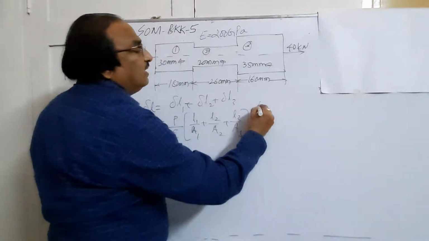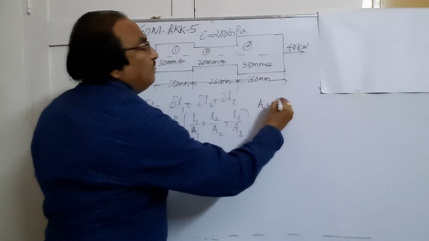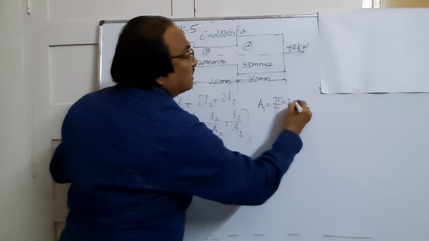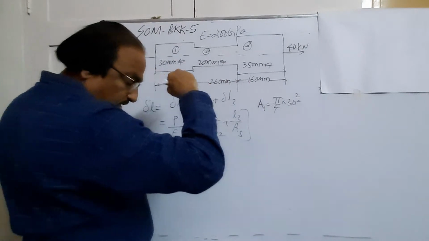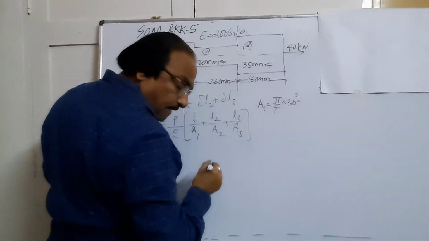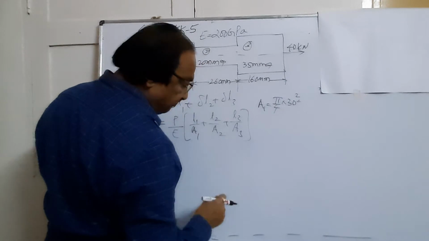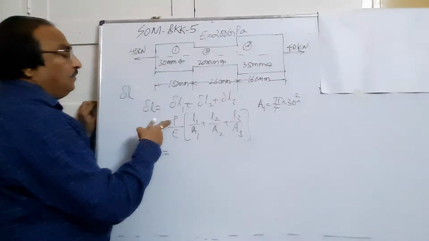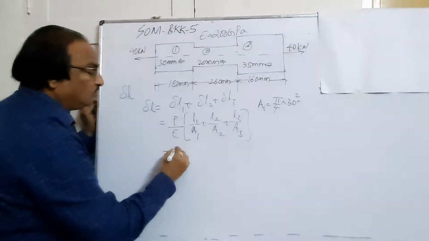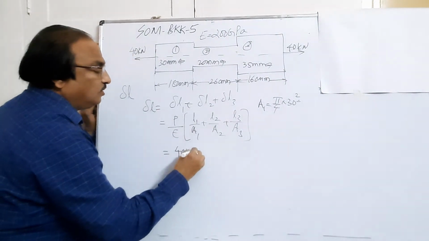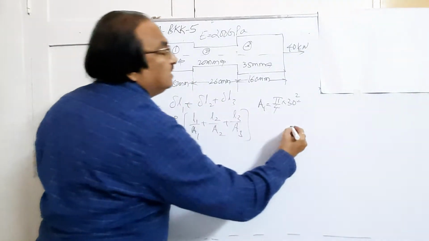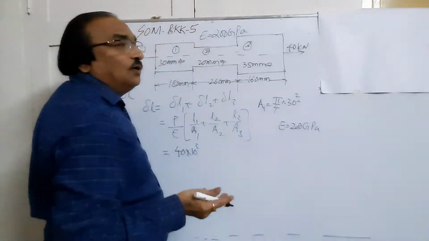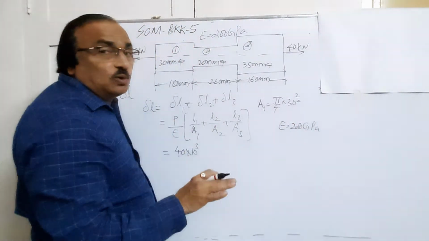So you can find out the area separately. A1 is pi by 4 into D, 30 into 30 square. Let me substitute directly here. So this will be equal to P. What is the load acting? 40 kilonewton. Convert it in Newton. Now remember here, this E is given to us as 200 GPa. We are using the value in terms of Newton per mm square.